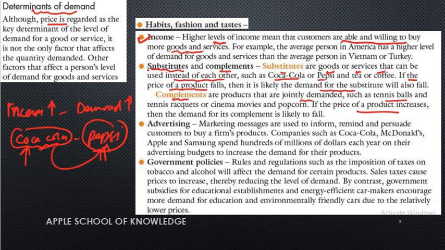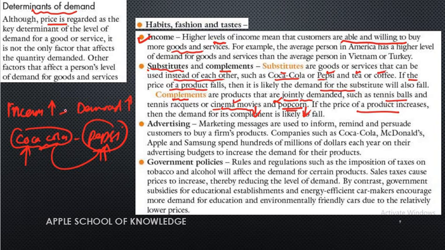The complement goods are those goods which can be used jointly. So let's say, what is the example here? Okay, cinema, here is an example. Cinema movie tickets and popcorn. If someone is going for watching the cinema, then definitely they will use the popcorn. If the demand for cinema goes down, then definitely popcorn demand will go down. So there's a direct relation between the complement goods.